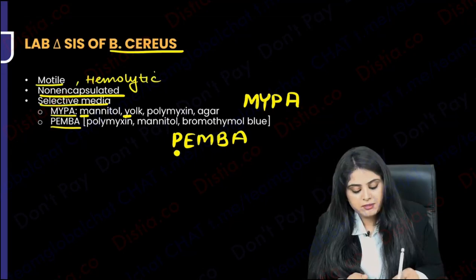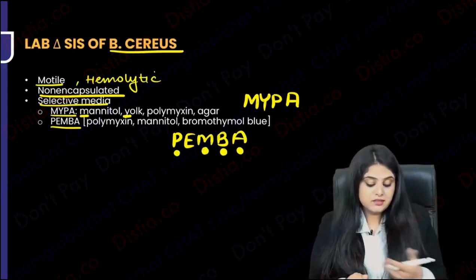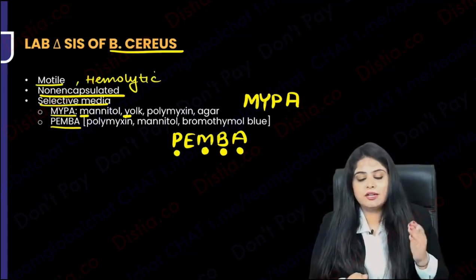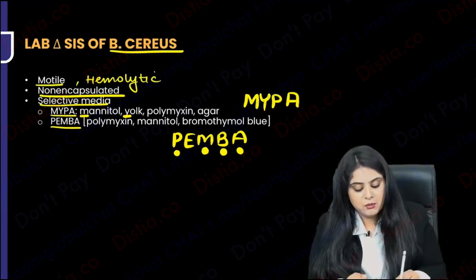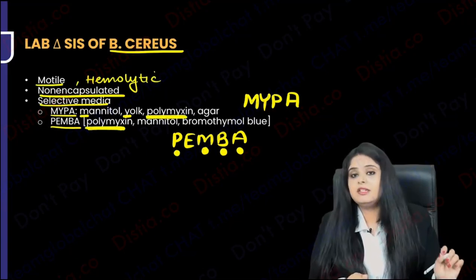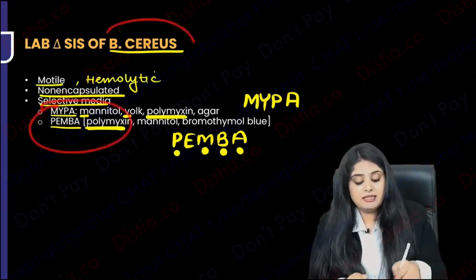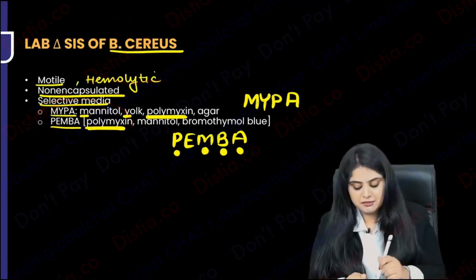Again, it's going to be polymyxin with mannitol, bromothymol blue, agar. Of course, there's another long full form to it, but I don't want you to get into it. Remember MIPA PEMBA with polymyxin present in both. I think that much of it is good enough. So MIPA PEMBA in that speech that you will remember, that is Bacillus cereus.